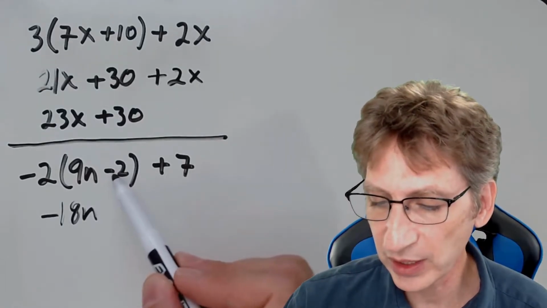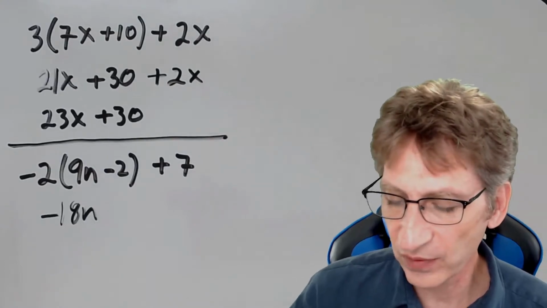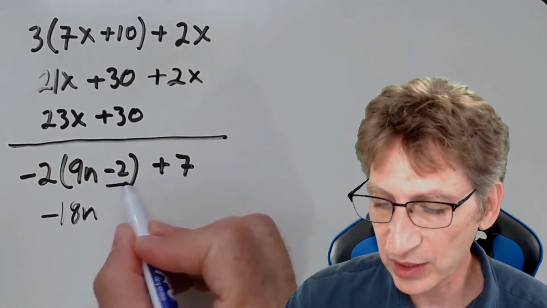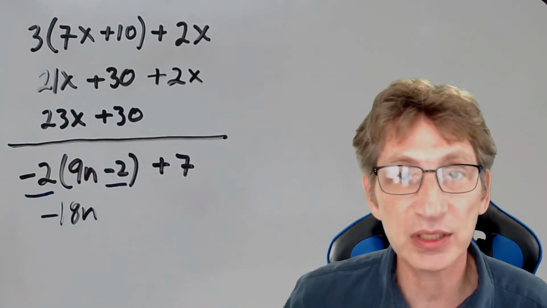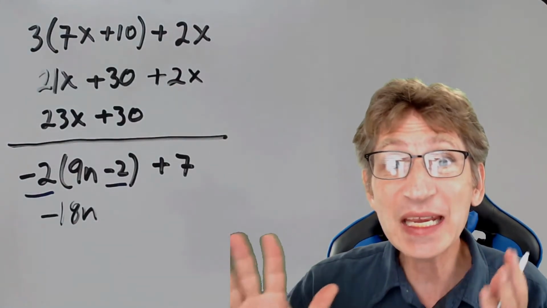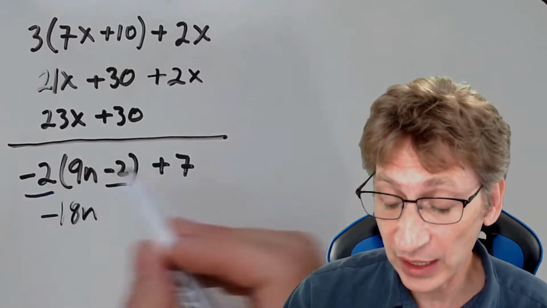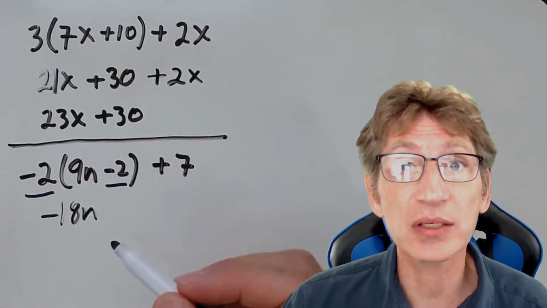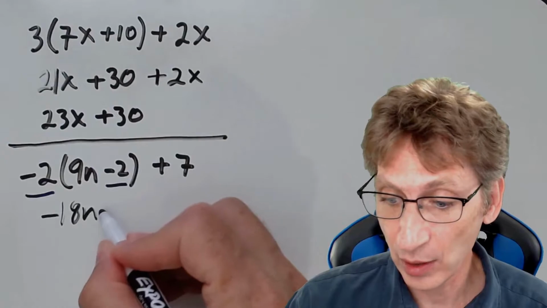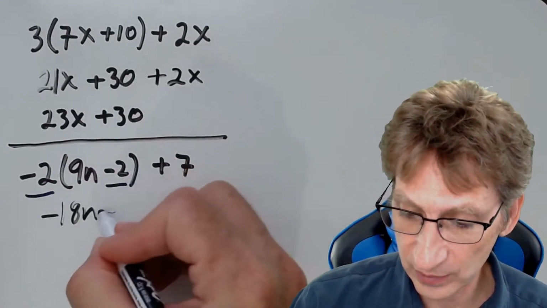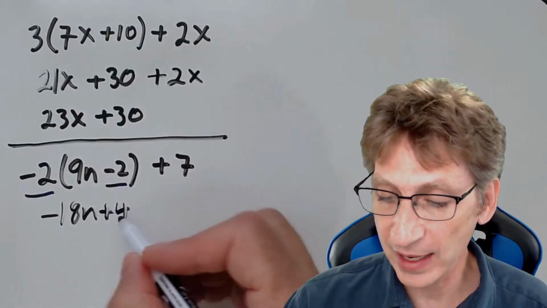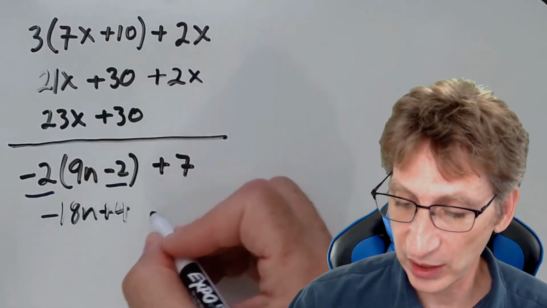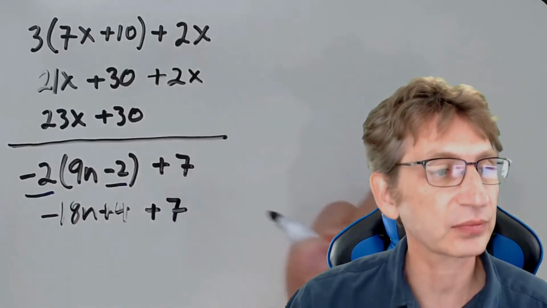Now we have negative 2 times negative 2. Don't worry about this being subtraction. Just think of this part inside the parentheses as negative 2 and multiply it by the negative 2 outside the parentheses. The addition and subtraction will take care of itself. Negative 2 times negative 2 is positive 4. So I write down positive 4 like that with a plus sign. And that takes care of our addition. Then I bring down the plus 7.